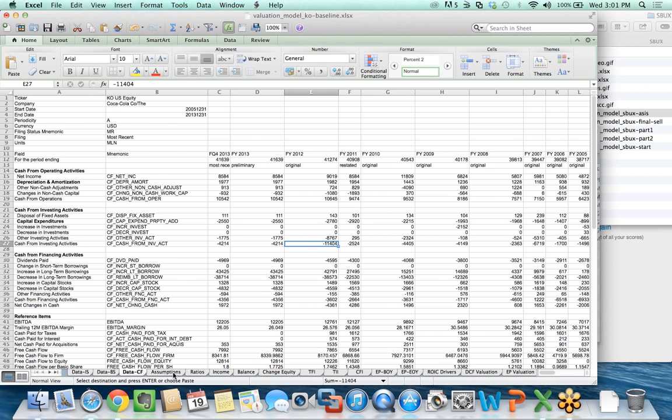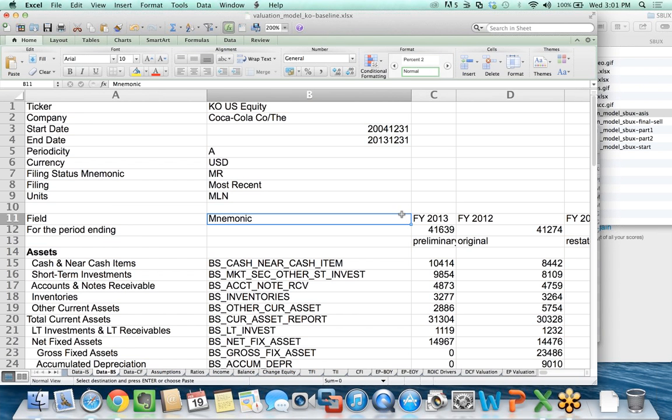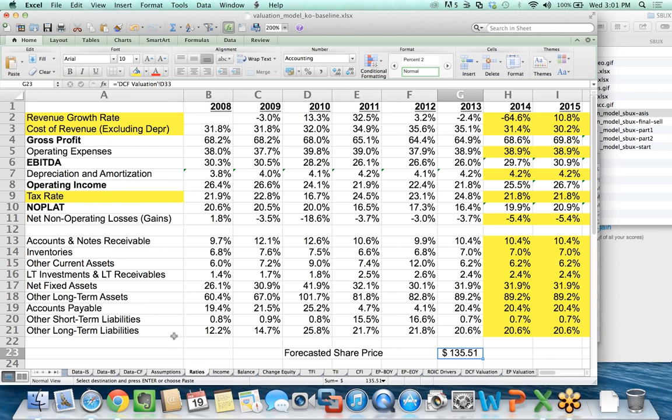The next update we're going to need to do is on the assumptions tab. And we need to start changing all of the assumptions. So first, if we look at our balance sheet, we can check the last reported year. And Coke just this week reported their 2013 numbers. So that is the last reported year, 2013. So I don't need to change that.